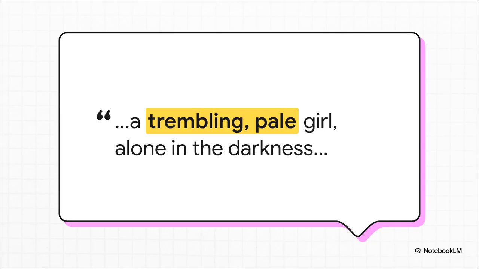And boom, there it is. The AI gives us a trembling, pale girl alone in the darkness. You can almost picture it, can't you? The perfect Gothic heroine, helpless, fragile, basically just waiting around for something to happen to her. Yeah, this feels familiar for a reason.